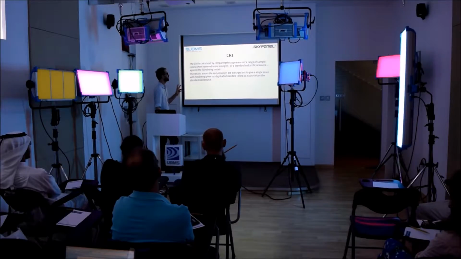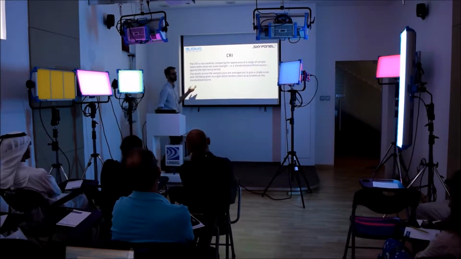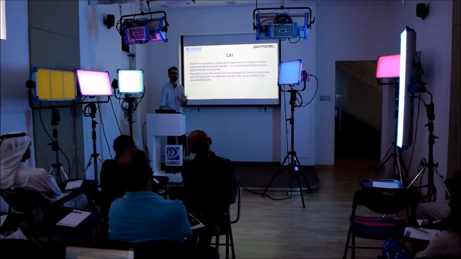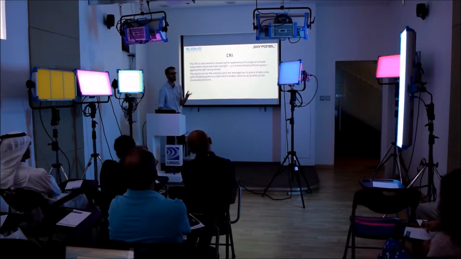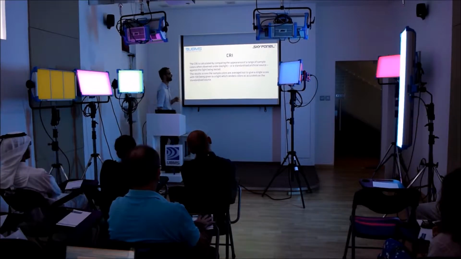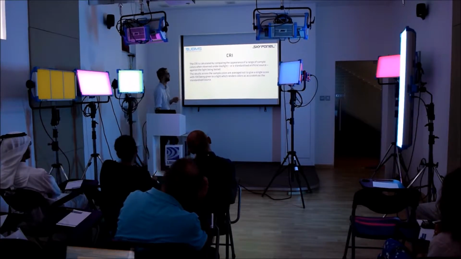So the results across the sample colors are averaged out to give a single score, with 100 being given to a light which renders colors as accurately as the standardized source. That means a CRI of 100 means that light is as perfect as daylight sunshine outside, or as perfect as a tungsten light source, which doesn't really exist. None of the LEDs or fluorescent lights or anything get a CRI of 100, but we get close.